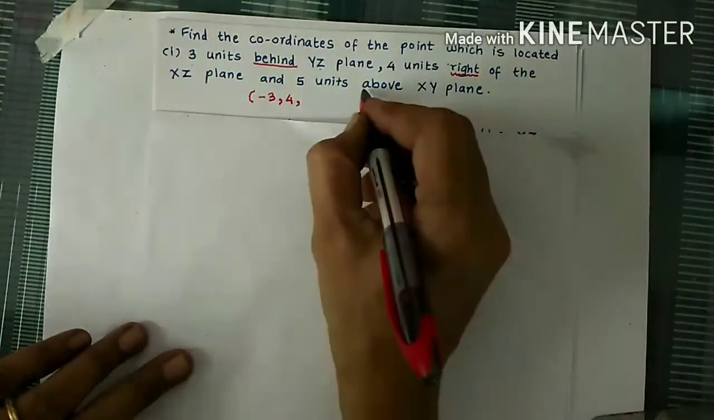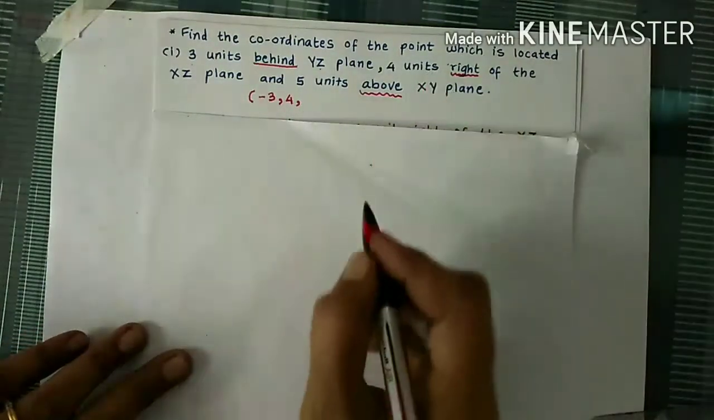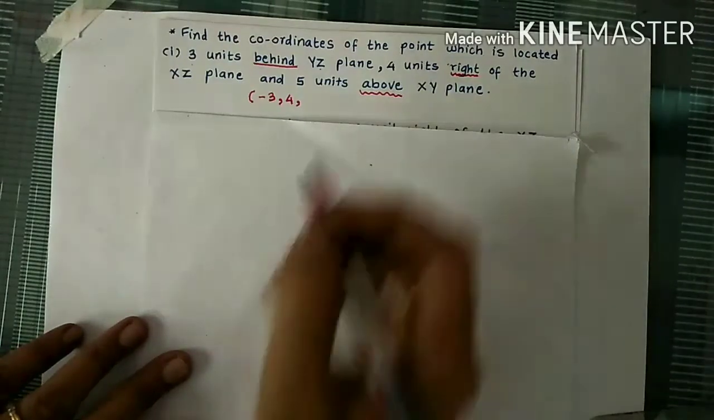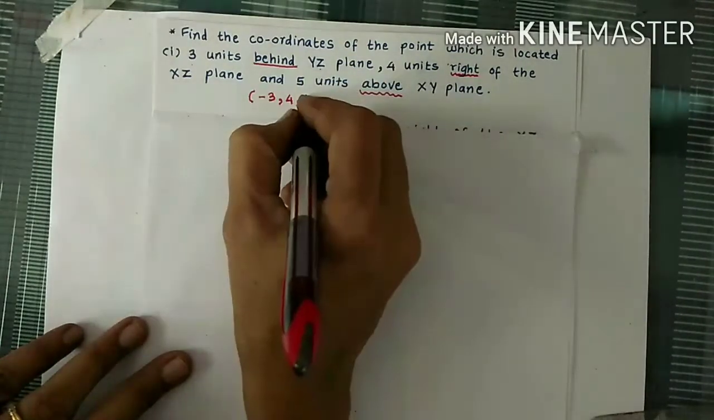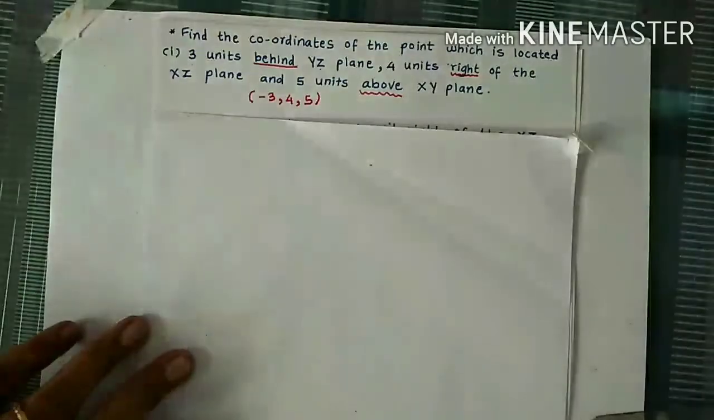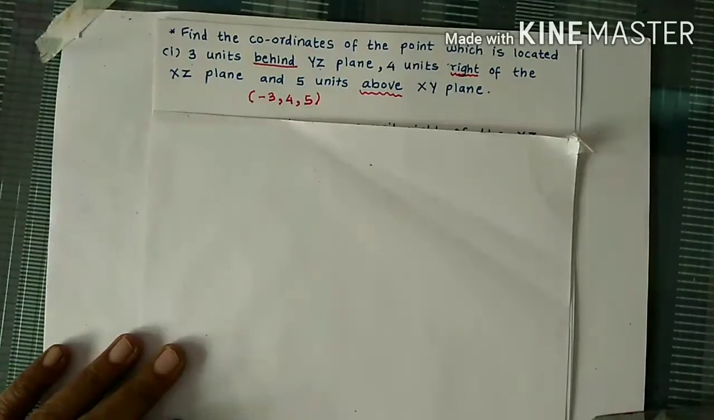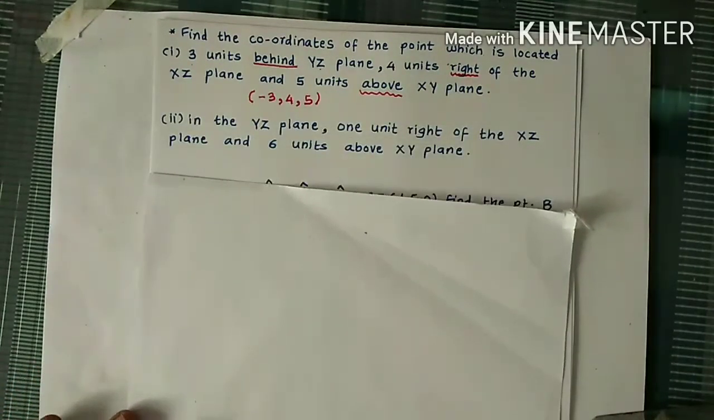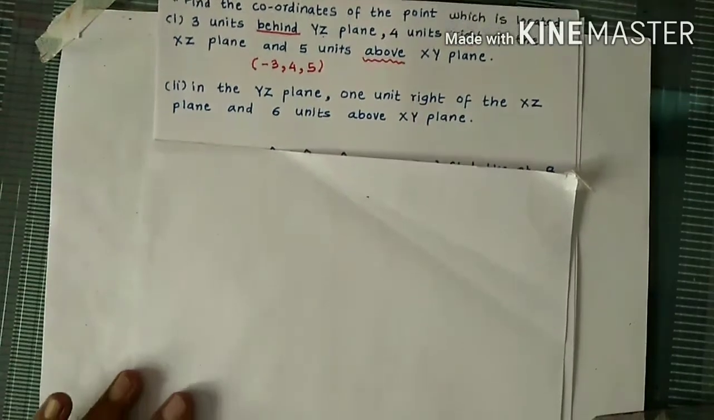And 5 units above xy plane. So distance of point from xy plane is z coordinate, and it is above, so it is positive. So the coordinates are -3, 4, 5. So they can ask this question for MCQ type questions. Okay, let's see one more question of this type.